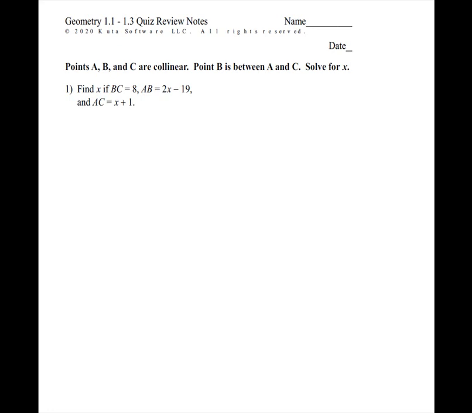All right, so let's review for your geometry quiz. Let's take a look at number 1 here. They're telling us there's points A, B, and C, and they're all on the same line. Point B is between A and C, and we need to solve for x.